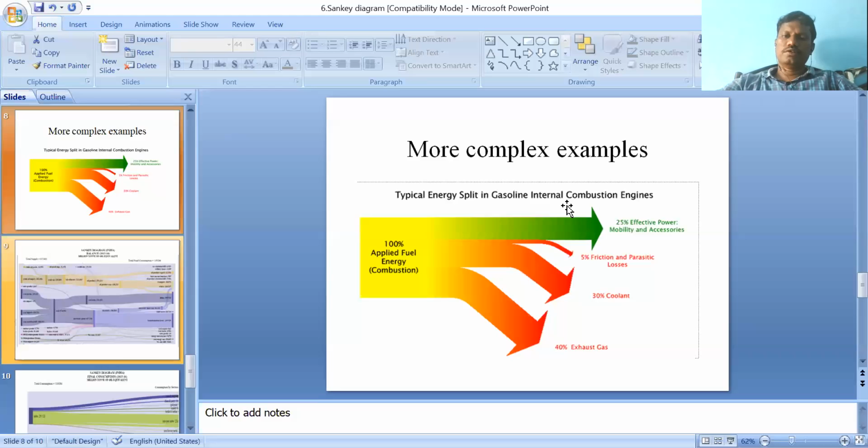So these are the advantages of the Sankey diagram. Clear?